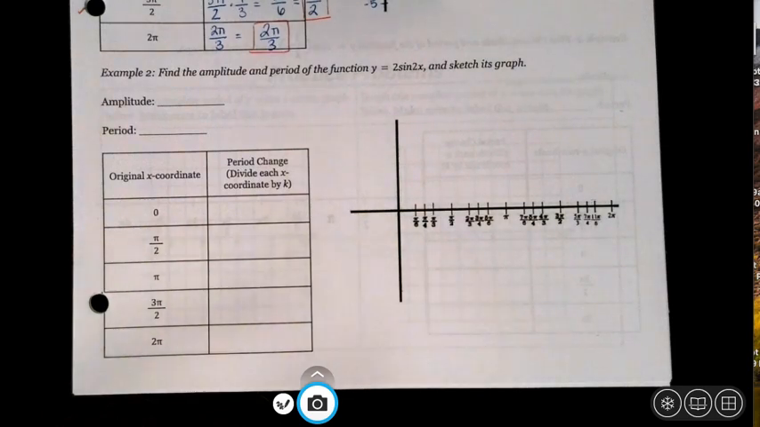All right, we're still on 5B. We're going to go through a couple examples. So I'm looking at example 2, and it says find the amplitude and period of the function y equals 2 sine of 2x and sketch its graph.